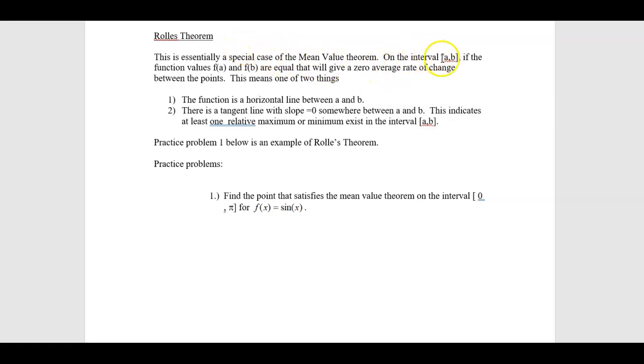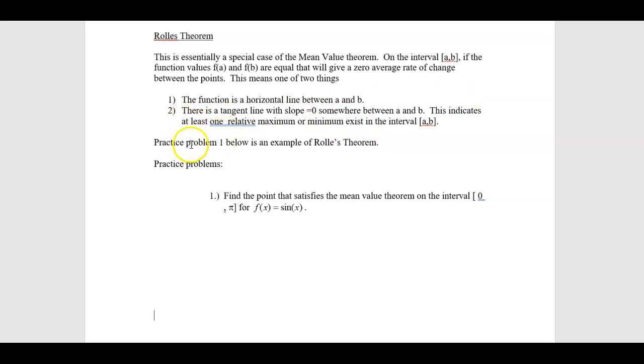Rolle's theorem is the case where you have this interval a and b, and the function values are the same at both ends, which means f of b minus f of a is going to give you a 0 divided by b minus a. So that'll give you 0 for the average rate of change. So that means either the function is a horizontal line between a and b, or there is a tangent line with slope equal to 0. And in the case of a horizontal line, every point has a slope equal to 0 between a and b. There's a tangent line with the slope equal to 0 somewhere between a and b, which would indicate either your function has a relative maximum or a relative minimum, and it indicates there's at least one. There could be more than one.